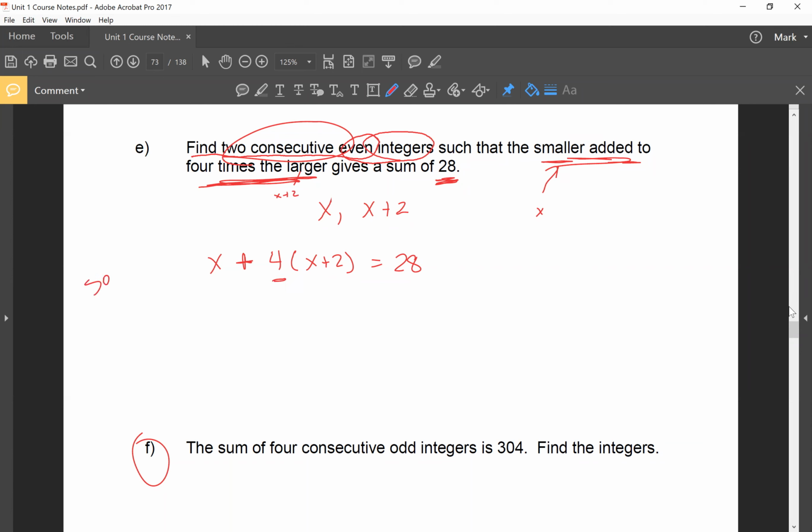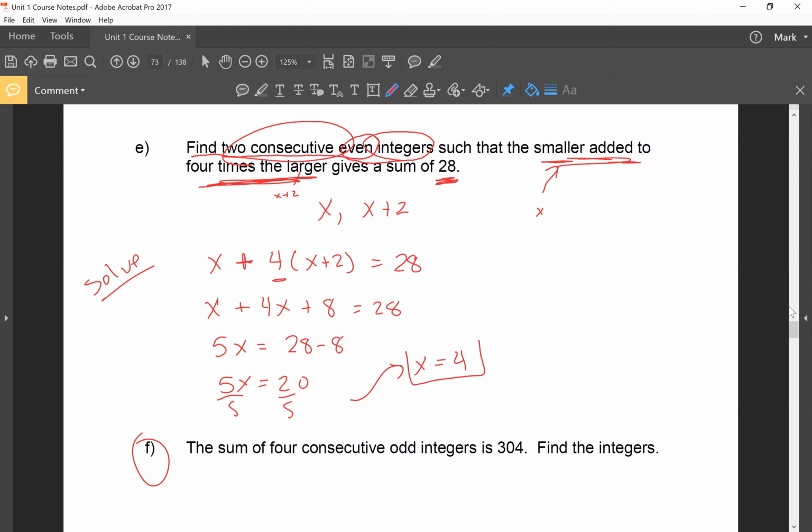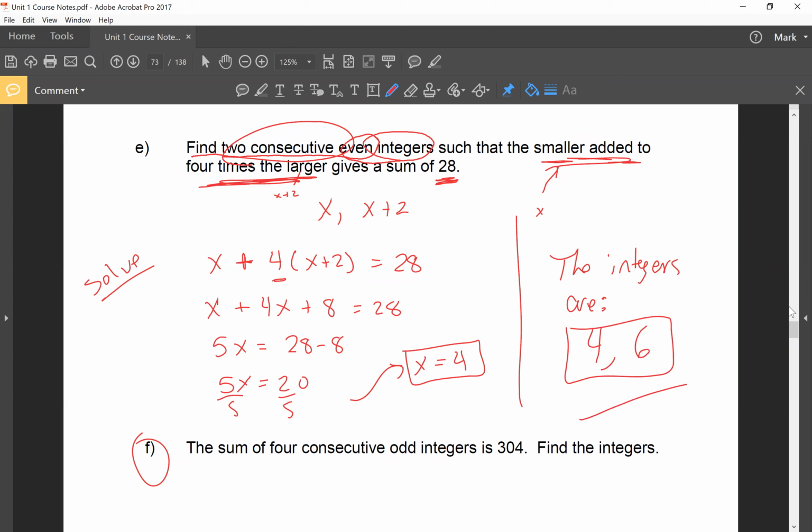Now, guys, all I need to do is solve, right? The hard part's over. So x plus 4x plus 8 equals 28. 5x equals 28 minus 8. 5x is 20. Divide by 5. And x equals 4. So my answer, the integers are 4 and 6. Whew. Very challenging.